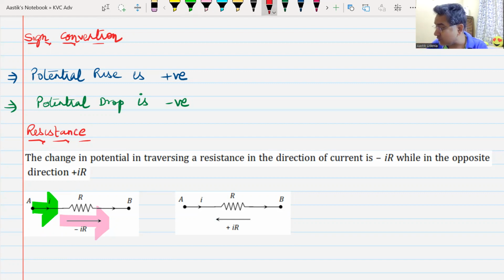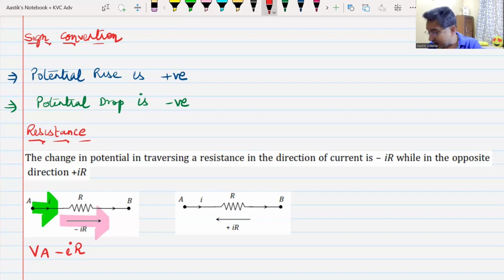If I have to write the equation from A to B, how will I write it? VA is the potential of point A. I am at point A, moving from A to B, in the direction of current. So the potential will drop. Drop is taken as negative IR, because V is equal to IR is the only thing that we know about this. Do we understand this?